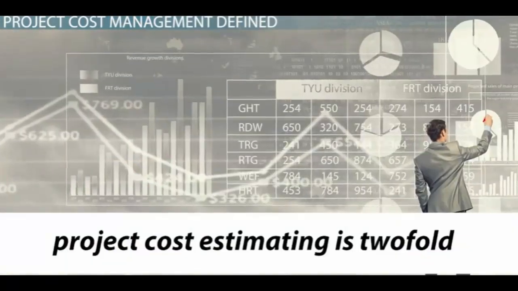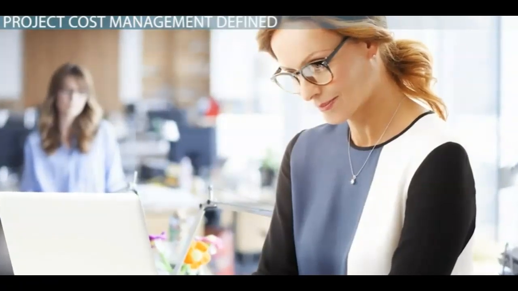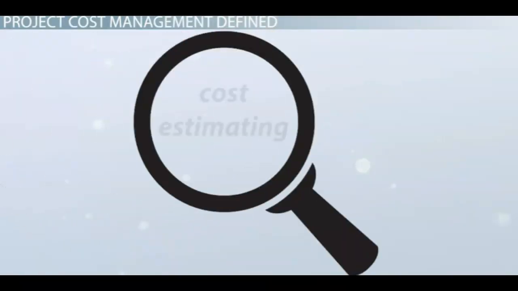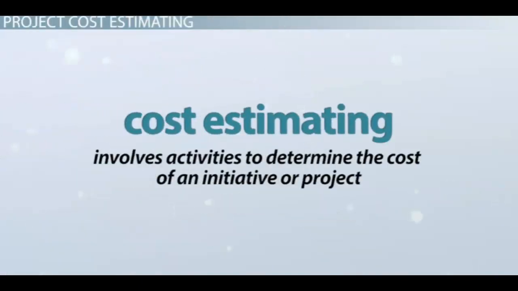Project cost estimating is twofold. First, an estimation is done to determine costs. Then, cost planning is done to create a budget and determine cost guidance. Let's take a closer look at the differences between cost estimating and cost planning. As we've already stated, cost estimating involves activities to determine the cost of an initiative or project.